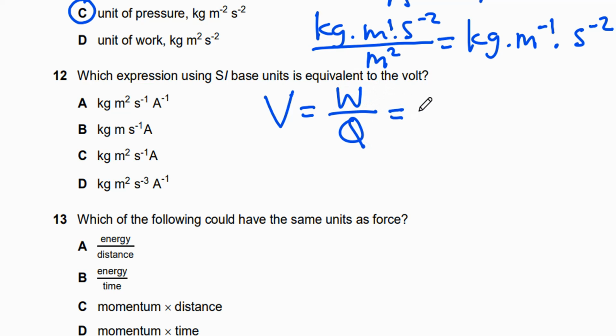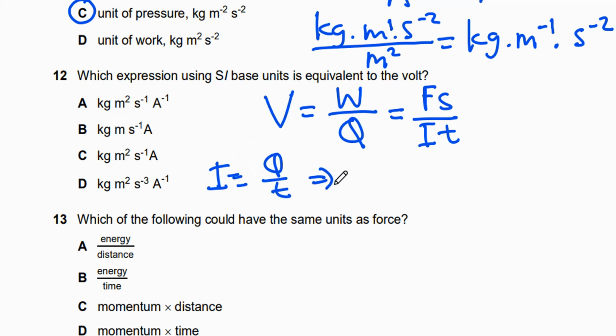Now, work done is force times displacement. And we know that charge equals current times time. We get this IT from the fact that current is defined as charge per unit time. And that means that when we make Q the subject here, we get Q equals IT. So that's where we get this from. Then, of course, force is mass times acceleration.